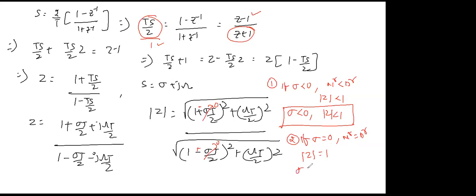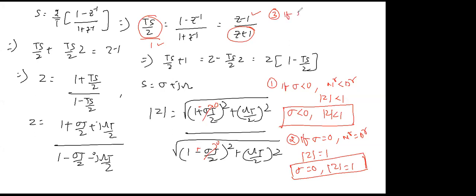Now again, it is satisfied. Sigma equals 0 means it is the j omega axis. Poles lie on the j omega axis, and mod z equals 1 means it is on the surface of the unit circle. So you can say that marginal stability in the analog domain satisfies marginal stability in the digital domain, or poles on the j omega axis map to poles on the surface of the unit circle. So the second condition is also satisfied. Clear?